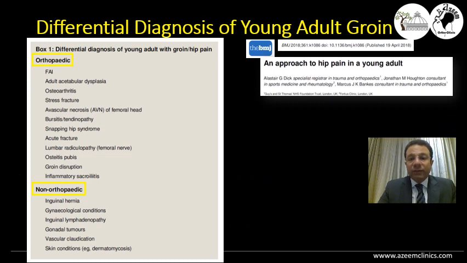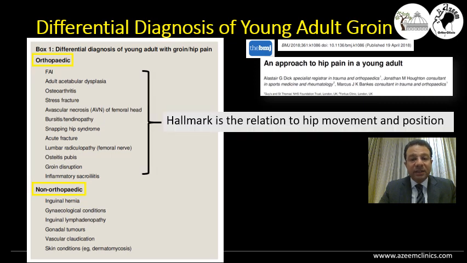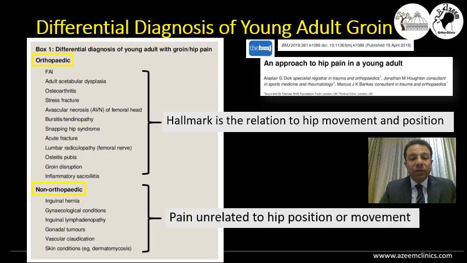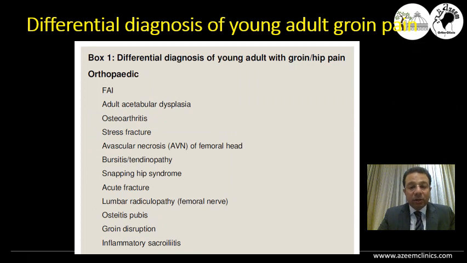Looking at the causes of young adult anterior hip pain or groin pain, they divided them into orthopedic causes and non-orthopedic causes. For orthopedic causes, the hallmark of the examination will be its relationship to hip movement and position, while the others are not related to hip position or movement. Looking deeply into the orthopedic causes, we will find that femoroacetabular impingement and adult acetabular dysplasia come first, followed by other less common causes like osteoarthritis, stress fracture, and avascular necrosis. You have to keep in mind that thinking of these two things comes first before thinking of less common things.